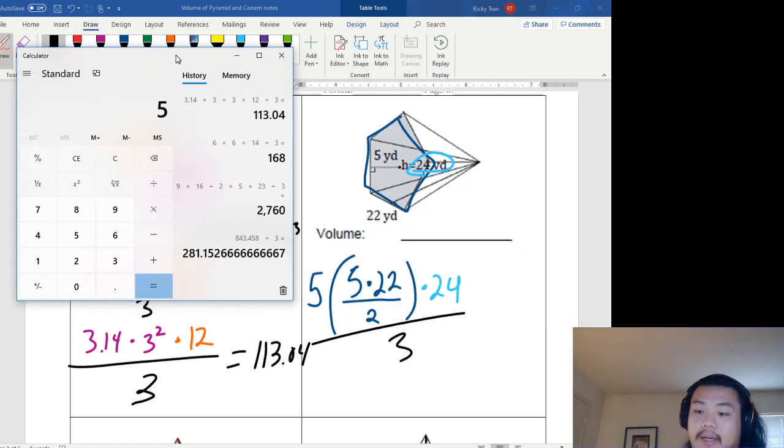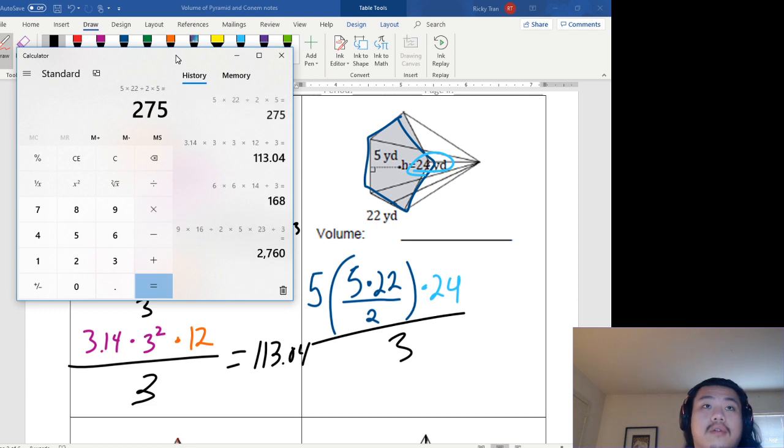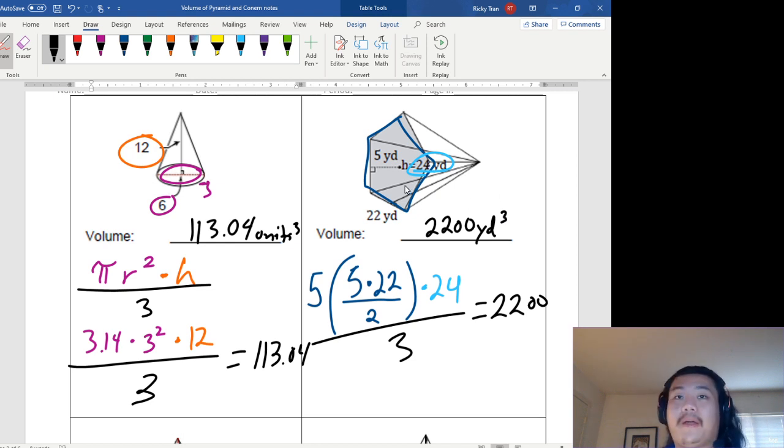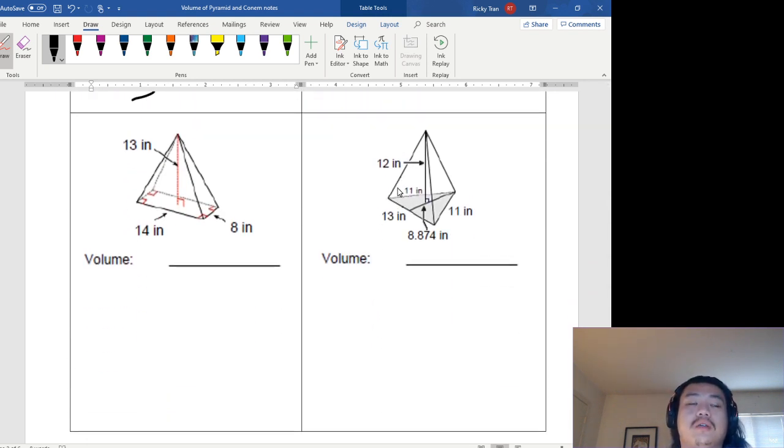So 5 times 22 divided by 2 times 5 times 24 divided by 3. 2,200 is equal to 2,200. 2,200 yards cubed. Okay, let's keep going.